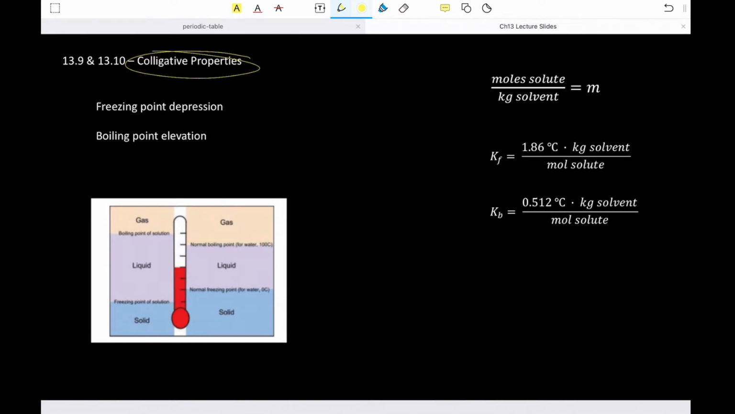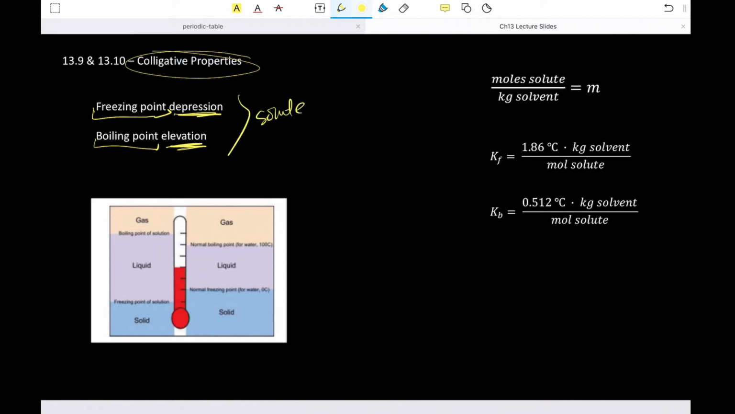The more solute that is present, the bigger the effect for freezing point depression and boiling point elevation. The words mean what they say: it depresses, or lowers, the freezing point, and elevates, or increases, the boiling point. So the presence of a solute does both of these things.